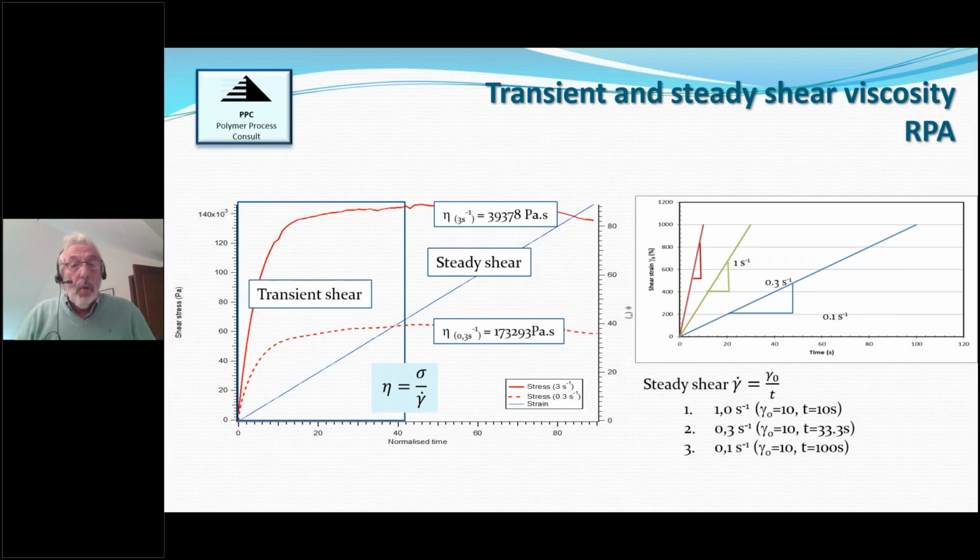The response will be as seen on the left graph, where you have the first part of the graph, which is the transient shear, until you reach a stable stress, which indicates stationary conditions. Dividing the stress of the plateau by the shear rate gives you the viscosity.